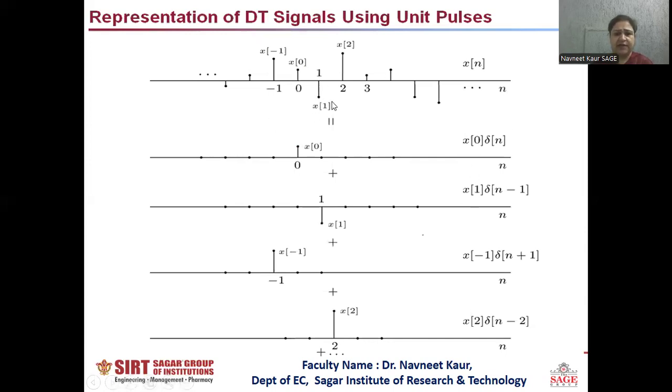Similarly, if I want to write x[1], I can write it as x[1] into delta[n minus 1], where delta[n minus 1] is the unit impulse which is shifted at n is equal to 1. So the sample at n is equal to 1 will be multiplied by this impulse which is located at n is equal to 1, which is having strength 1. So x[1] into 1 will give you x[1] only. Similarly, x[-1] will be multiplied by delta[n plus 1], that is, the unit impulse which is located at n is equal to minus 1, and x[2] delta[n minus 2] and so on.